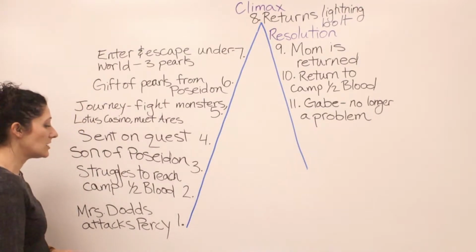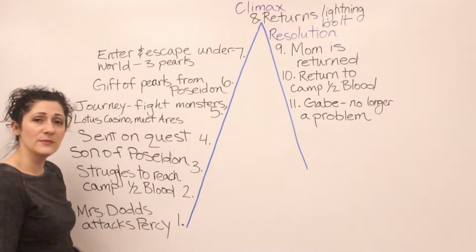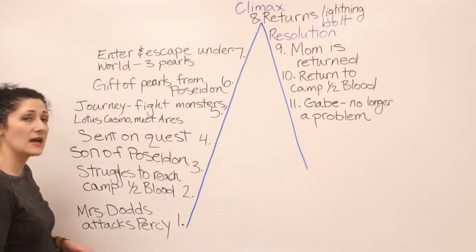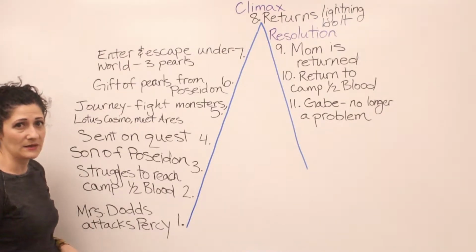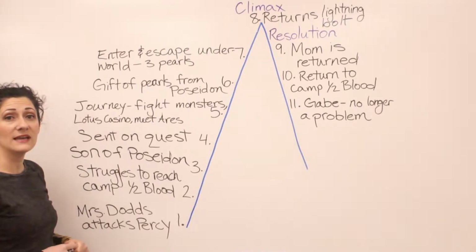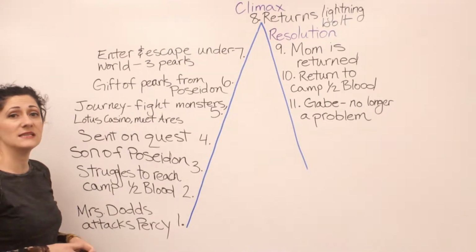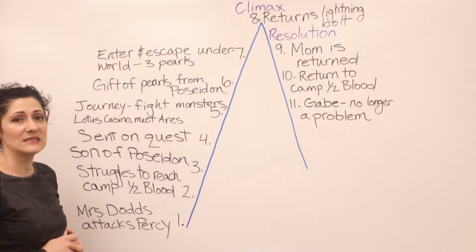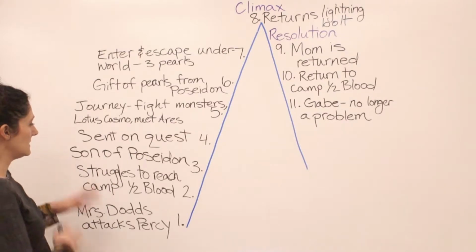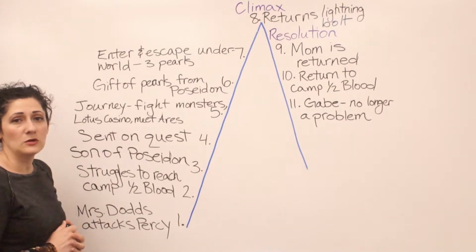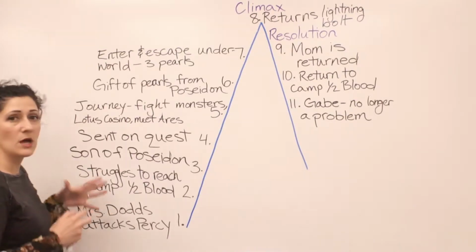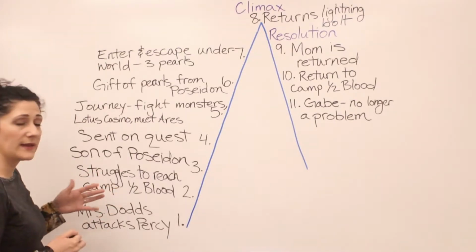So, starting with number one, the first big event that happens in the book is when Mrs. Dodds attacks Percy at the museum. She turns out to be a fury sent from the underworld and is after him. She thinks that he has stolen Zeus's lightning bolt. So that kind of sets the plot in motion. It gets things going.